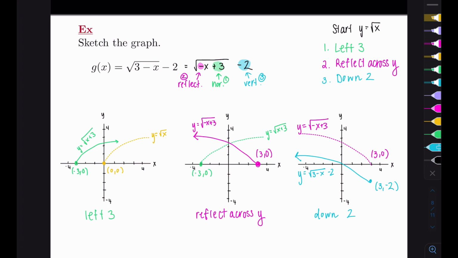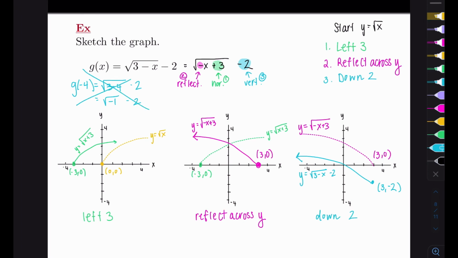Okay. And again, I can double check myself with at least this one to make sure that I'm picking the right x values. Our domain is negative infinity up to positive 3. So if I try to plug 4 into this expression, that would be the square root of 3 minus 4 minus 2, which gives us the square root of negative 1 minus 2, and that makes no sense, okay? So you can see these ones take quite a bit longer just to apply everything together.